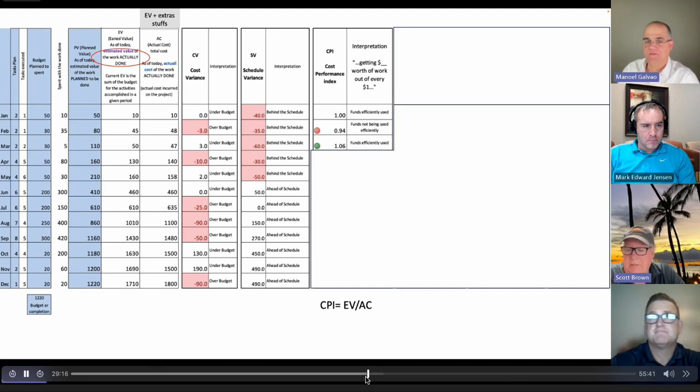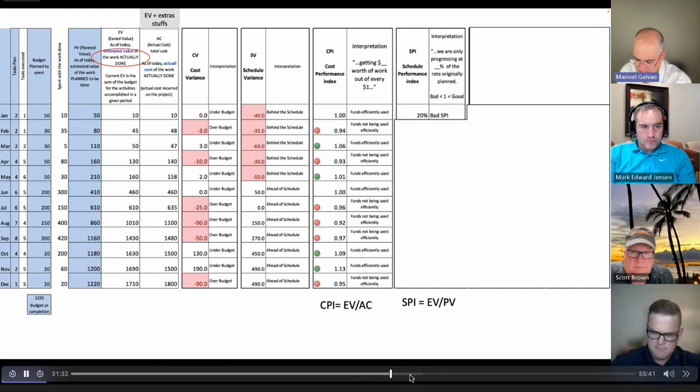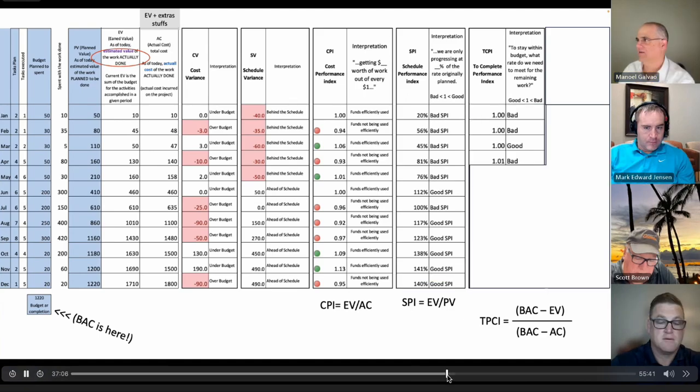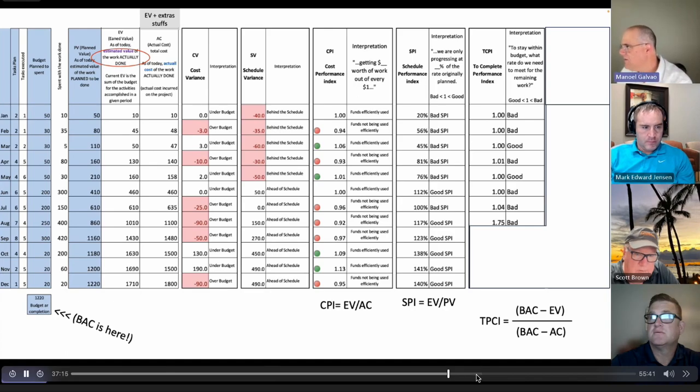How about April? 0.93. 0.93, funds not being used efficiently. How about May? When I calculate SPI, I need to divide EV, my earned value, by my planned value. Because I planned to spend $50, but I just spent 10, right? And 10 is 20% of 50. So if you have a piece of paper or a calculator, you can do it.